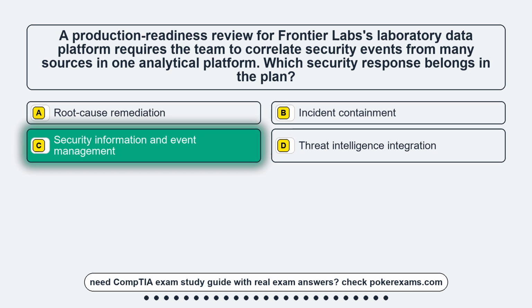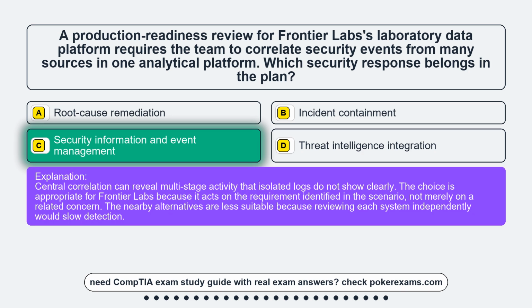The correct answer is option C, security information and event management. Central correlation can reveal multi-stage activity that isolated logs do not show clearly. The choice is appropriate for Frontier Labs because it acts on the requirement identified in the scenario, not merely on a related concern. The nearby alternatives are less suitable because reviewing each system independently would slow detection.